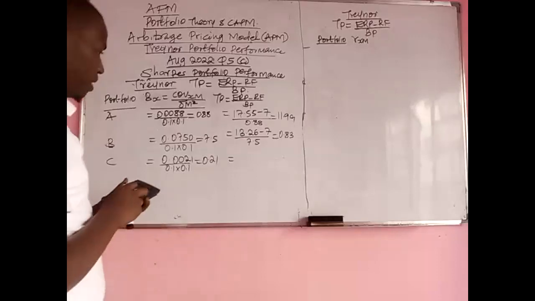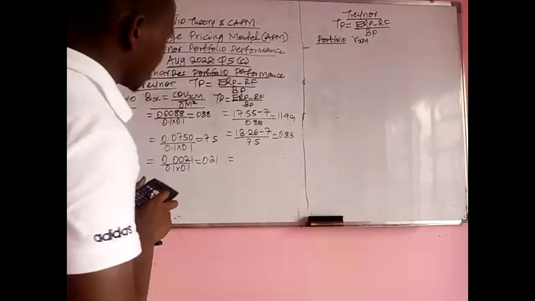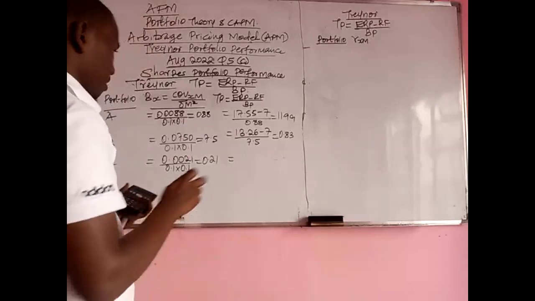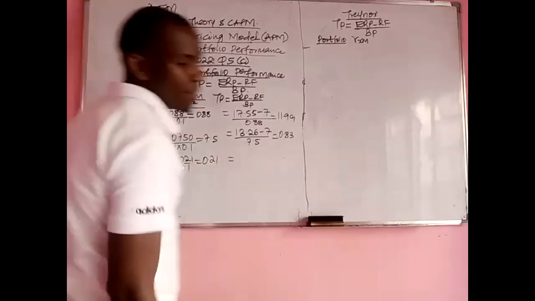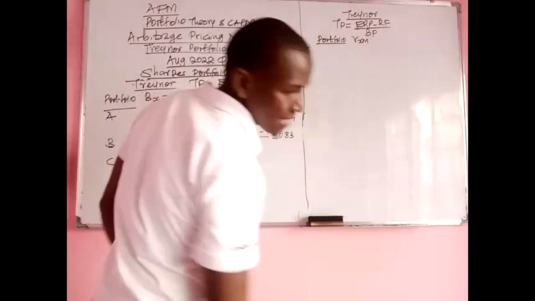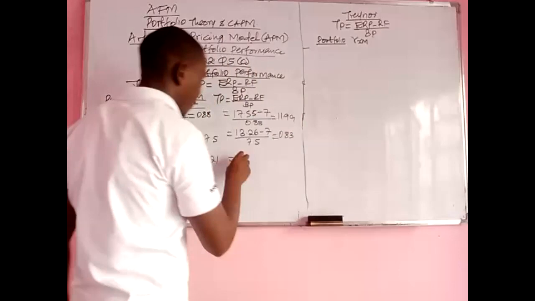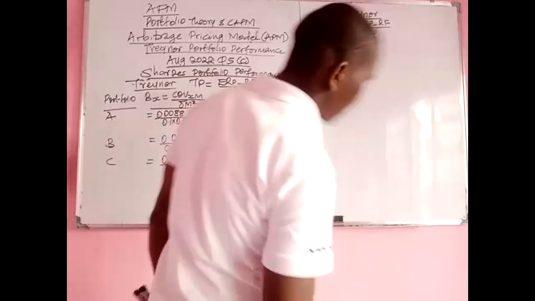So you can now get the benchmark. The benchmark is for the market. The Treynor ratio for the market is the expected return of the market, 14, minus the risk-free rate, 7, which is 7. So if a portfolio's ratio is greater than 7, it will be superior. On the comment, this one is superior, this is inferior, and this is also superior. If the portfolio's ratio is greater than the benchmark, that is superior. If it's less than that, it is inferior.